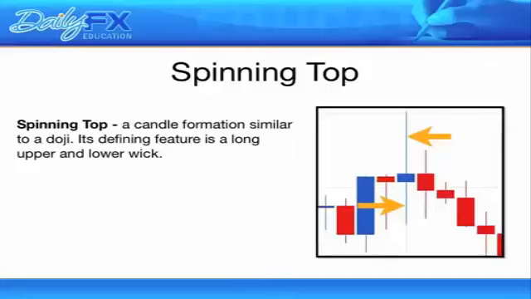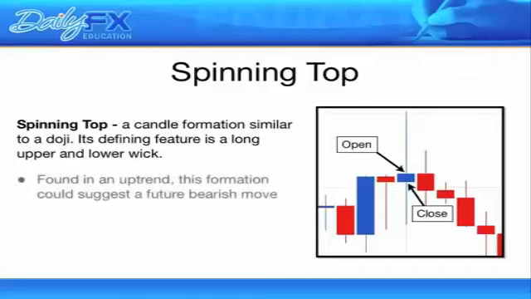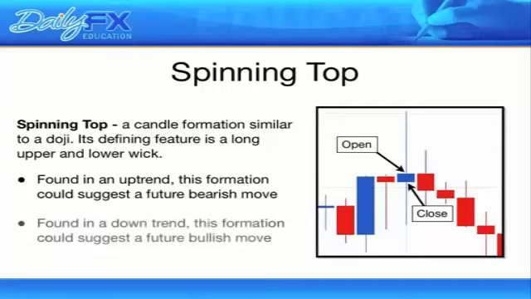A pattern of this nature indicates indecision on the part of buyers and sellers. The opening and closing prices are quite similar, even though prices have demonstrated quite a bit of movement during the course of the candle's time frame. Should this candle appear in an uptrend, it could indicate that buyers are potentially running out of steam, and a bearish move to the downside could ensue. During a downtrend, the spinning top may be signaling that sellers are diminishing, and a bullish move to the upside could be in the offing.